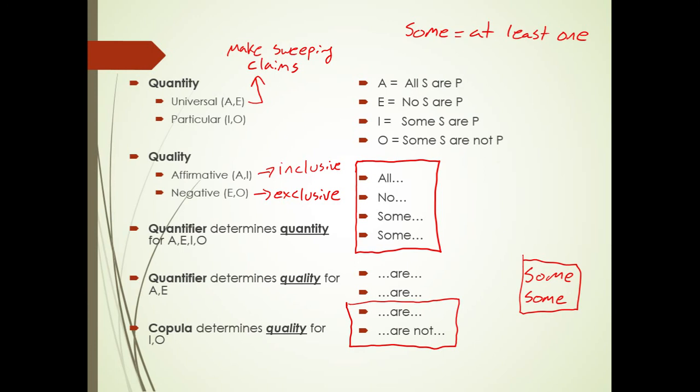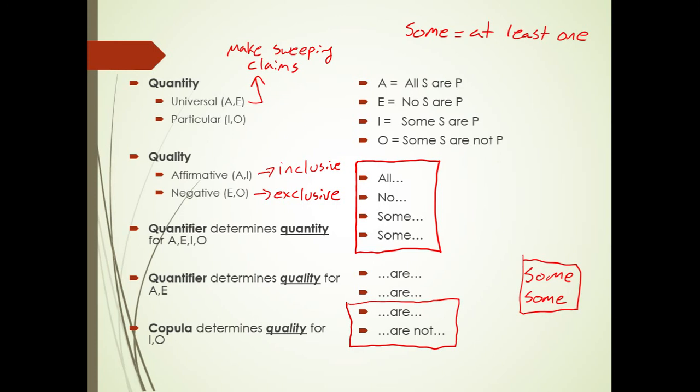The quantifier determines the quantity for A, E, I, and O. The quantifier is the all, no, or some words. The quantifier determines the quality for A and E. The quality is whether or not it's affirmative or negative. And again, the quantifier is the all, no, or some words.